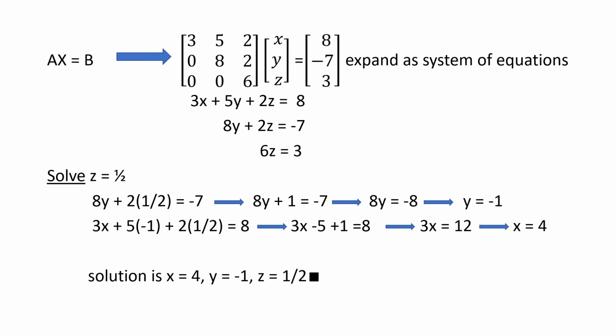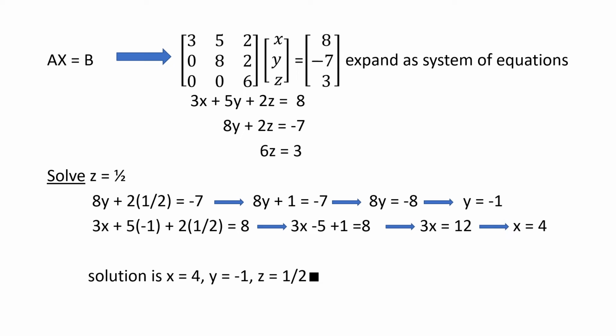After writing in the matrix form AX is equal to B, expand it. So 3 into x plus 5 into y plus 2 into z is equal to 8. Then 0 into x plus 8 into y plus 2 into z equal to minus 7. 0 into x plus 0 into y plus 6 into z equal to 3. Now we are going to solve this system.